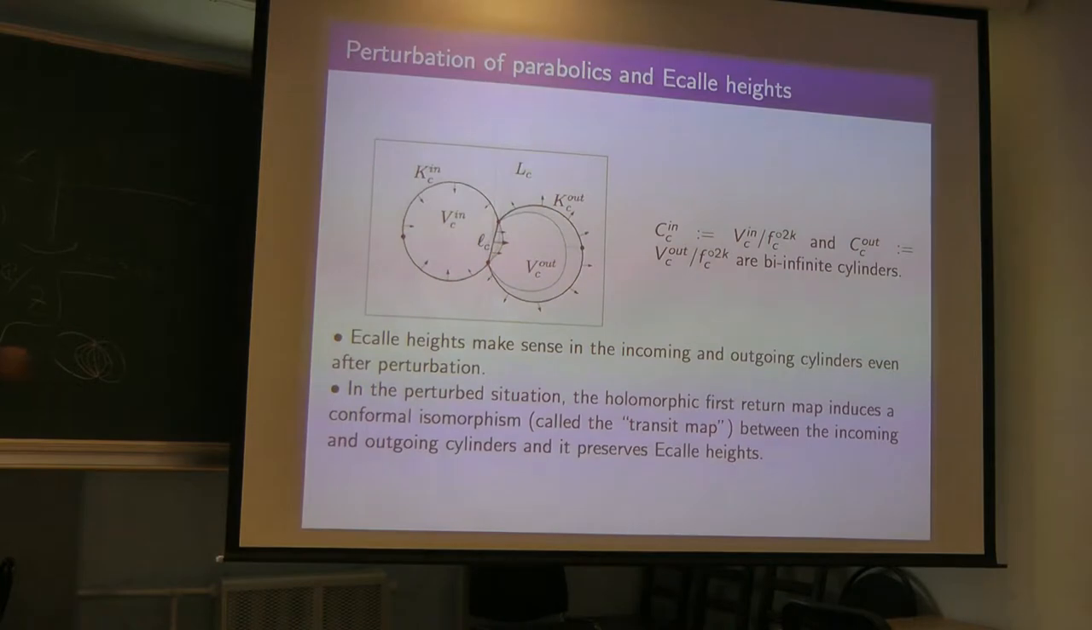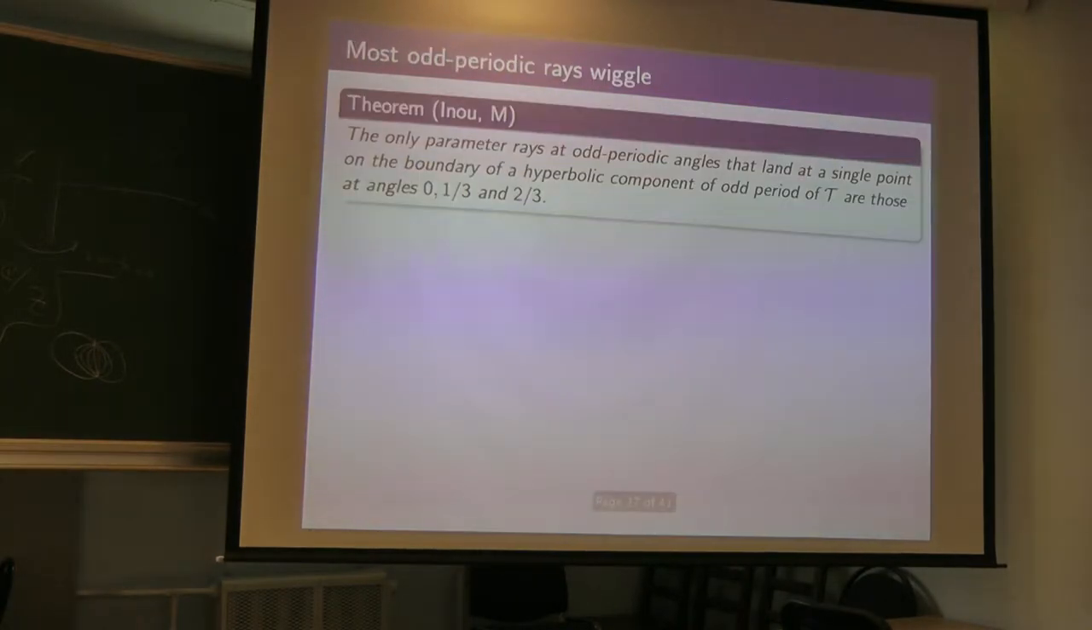And since this conformal isomorphism is a dynamical object, it preserves geodesics and it preserves fixed curves. Hence, the transit map, which is a conformal isomorphism from the incoming cylinder to the outgoing cylinder, preserves the equator and hence it preserves heights. So this is something that you cannot do in holomorphic dynamics in general. You cannot relate the Ecalle coordinates of the incoming and the outgoing cylinders by your transit map. But this is something that you can do because of the existence of your special equators, your distinguished curves.